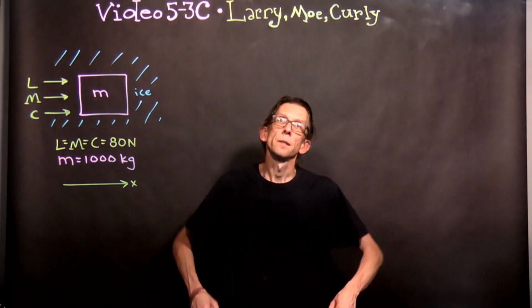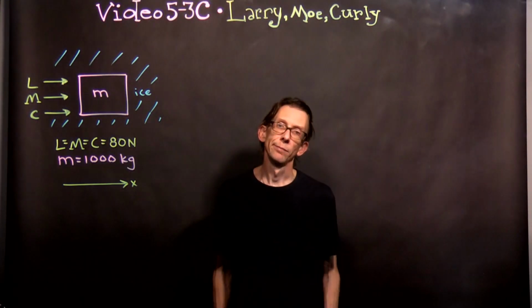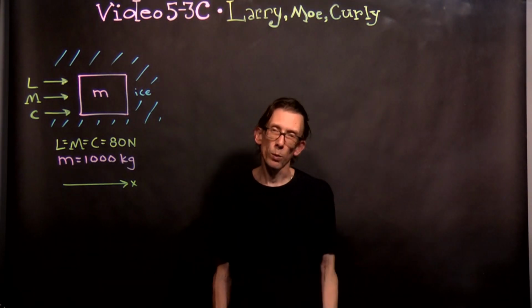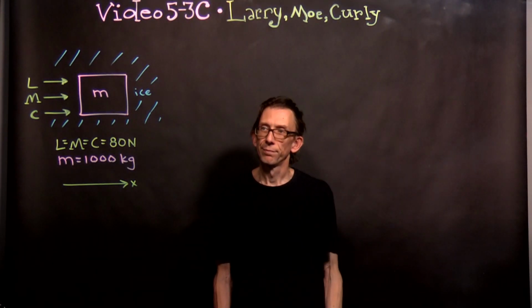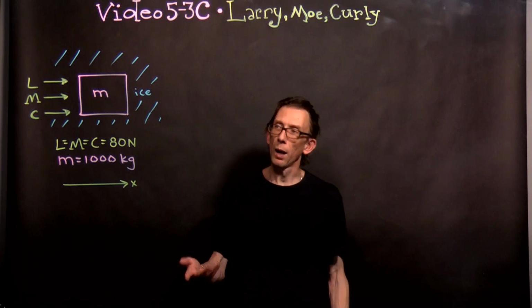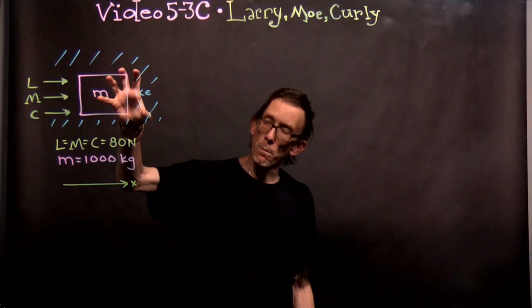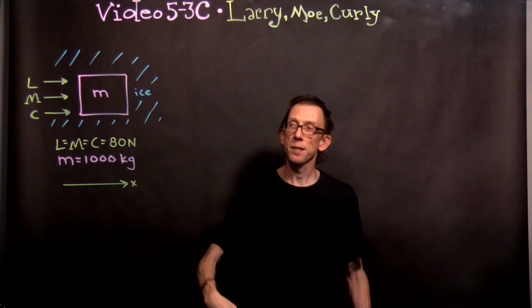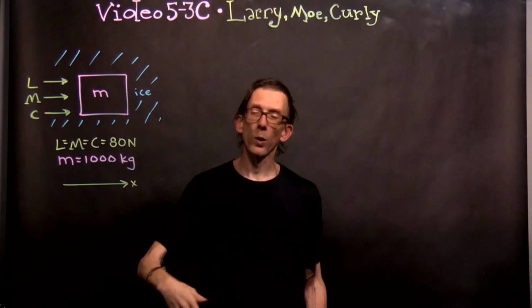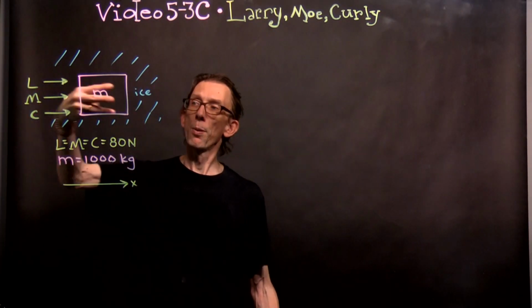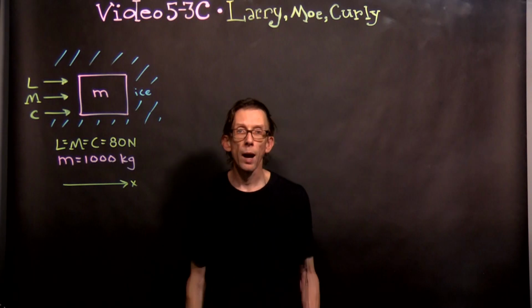We got Larry, Moe, and Curly. You know, those three doofuses from the old television program. And Larry, Moe, and Curly are going to push a big crate across some ice. Now this is kind of a bird's eye view. We're looking down at Larry, Moe, and Curly, and they're all going to push the block to the right.